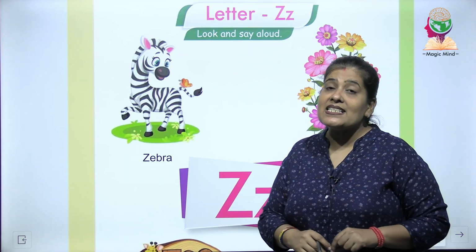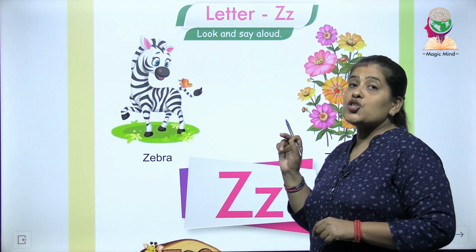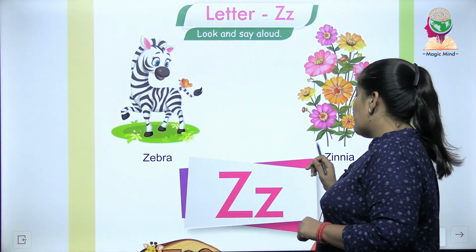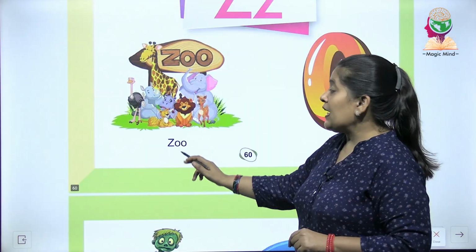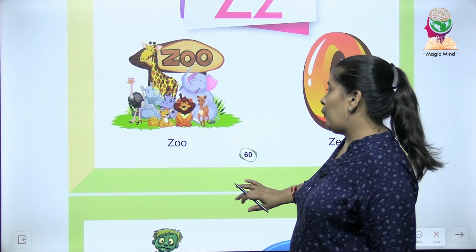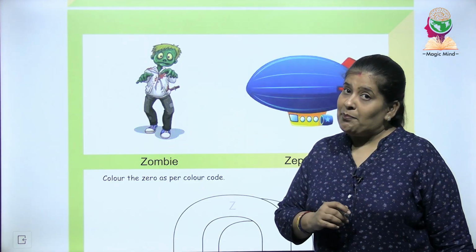Now the next letter is letter Z. This is capital Z and this is small letter z. Z for zebra, Z for zinnia, Z for zoo and Z for zero, Z for zombie and Z for zeppelin.